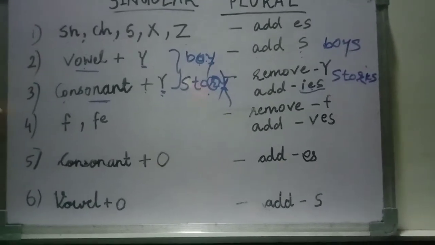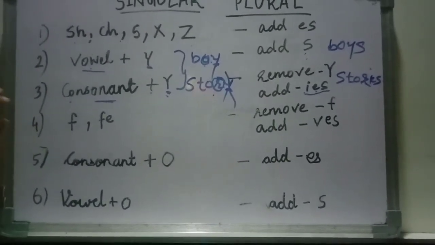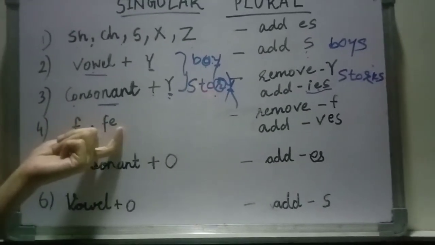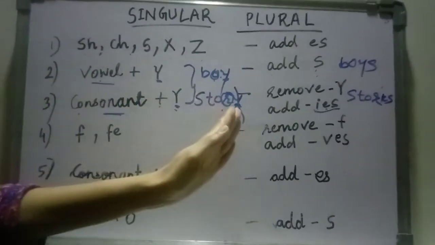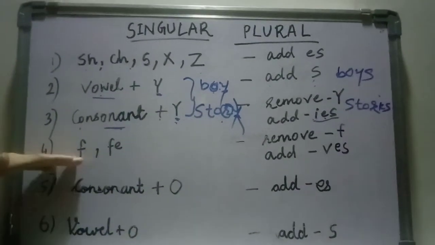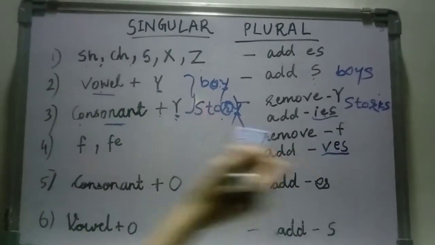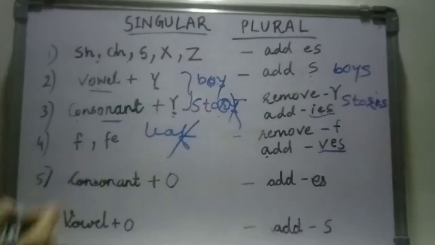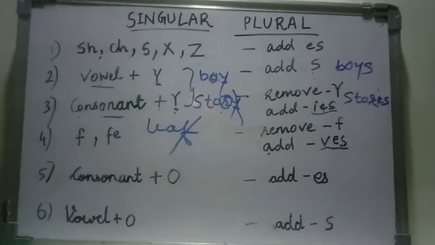First, let us go to the rules. Now, rule number 4. If a word ends with F or FE, you remove F and FE. Like here, you removed Y from the spelling. Here, you have to remove that F and FE and you add VES to that word. Leaf, you remove this F and you add VES to it.